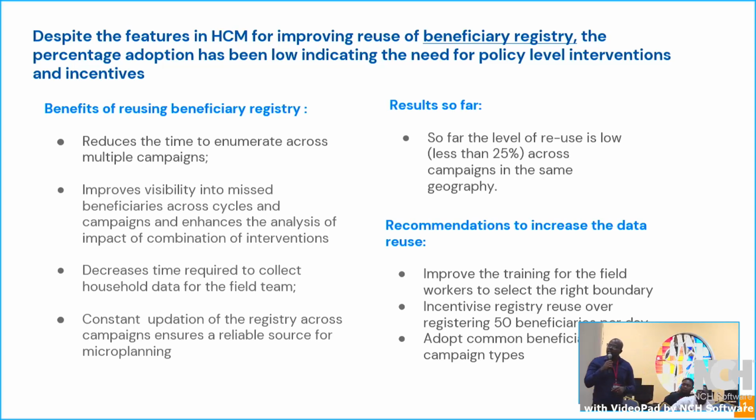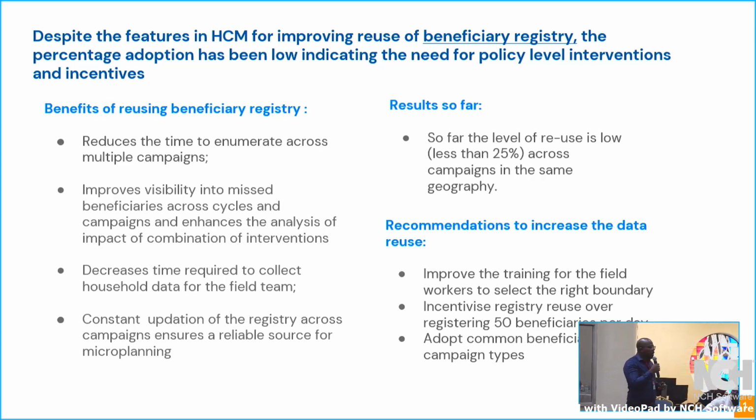And for that, we have a couple of recommendations that can be implemented. I think this is also linked to what was said in the beginning, that it's not only technology, it's people and process that have more impact on data reuse. First is improvement of training, because the field worker needs to understand how to search to find the right household and update it. If he doesn't search, he is going to get duplicates, and he will end up having 6 million households where you only have 3 million because of duplication.